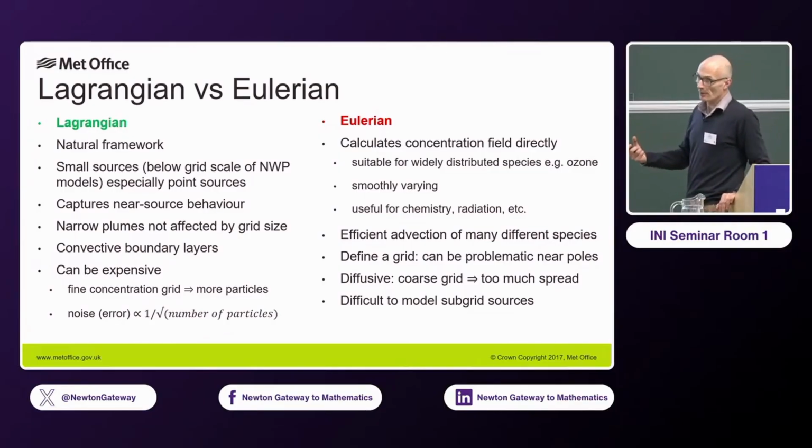And with the Lagrangian model, you don't get the concentration directly. You have to specify an arbitrary grid, which isn't necessarily the same as the computational grid, and then you sum up the mass on the particles to get the concentration.